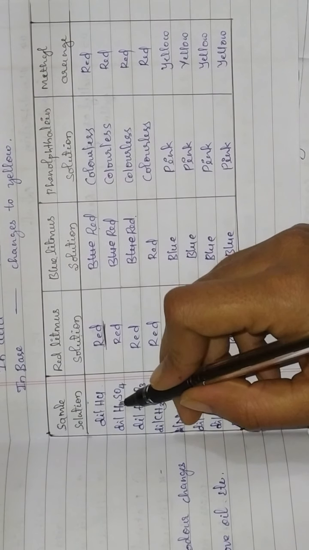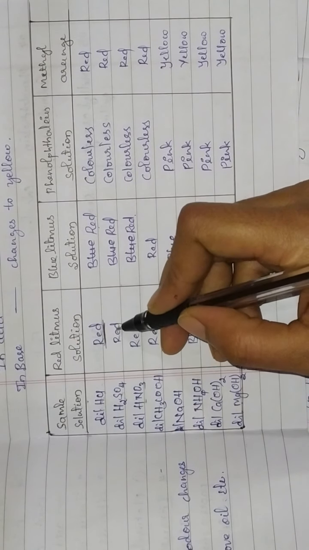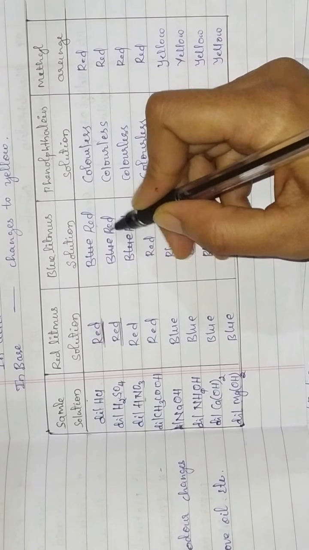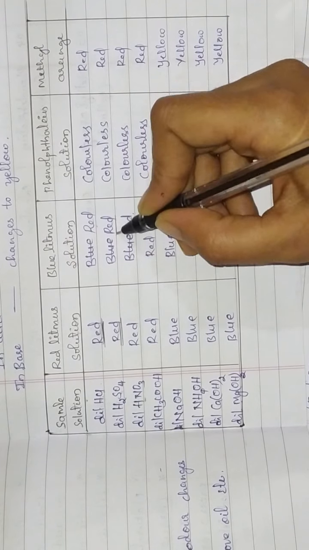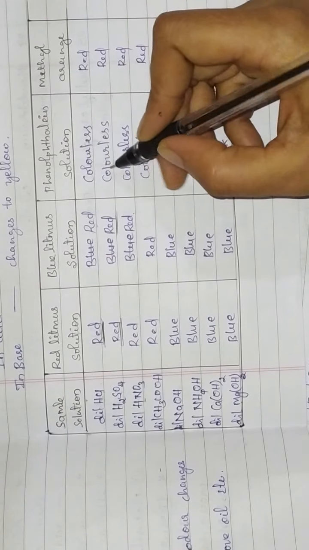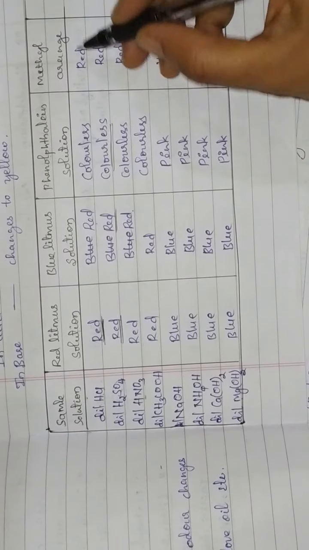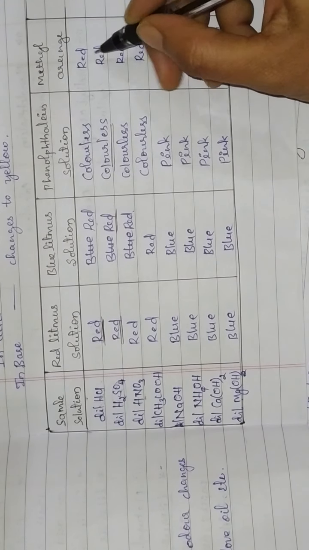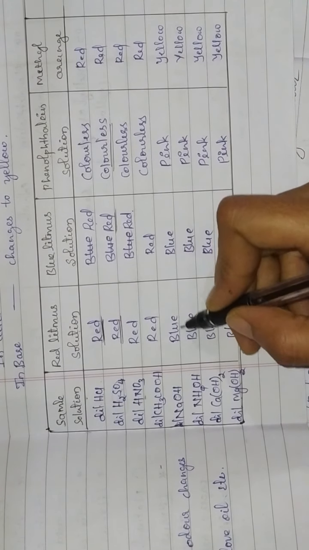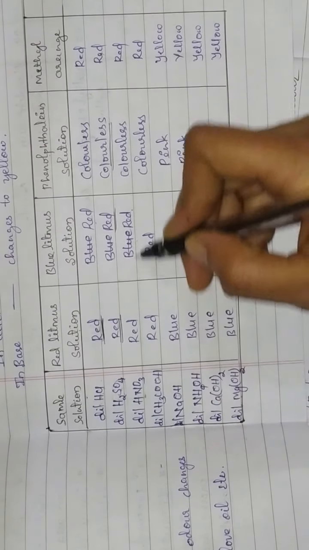Like this, in sulfuric acid, when red litmus solution is added, its color remains red. But when blue litmus is added, the blue color of the litmus solution changes into red. On adding phenolphthalein indicator, the color of the sulfuric acid again remains colorless. And when methyl orange is added, the yellow color changes to red. Let us see examples for bases. Already here I have mentioned nitric acid and acetic acid, the same.